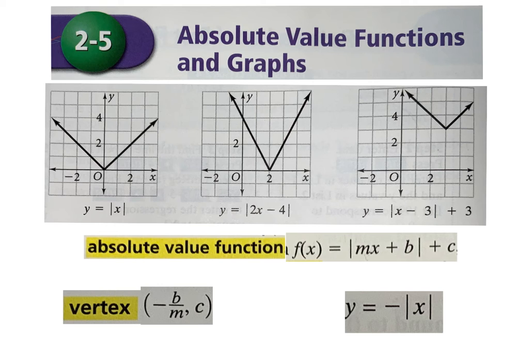Some things about where you can find these things. The vertex: negative b over m is the x value of my vertex. C is the y value of my vertex. So if I'm trying to figure out where on the graph this absolute value equation is going to be, I can use these to help me. The other thing I want to point out is what happens when we have a negative in front of it. A negative in front of it is going to point it down. All right, so instead of your V going up, your V is going to go down if there's a negative in front of it.